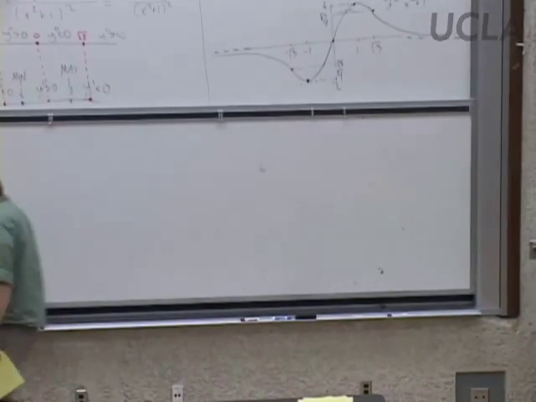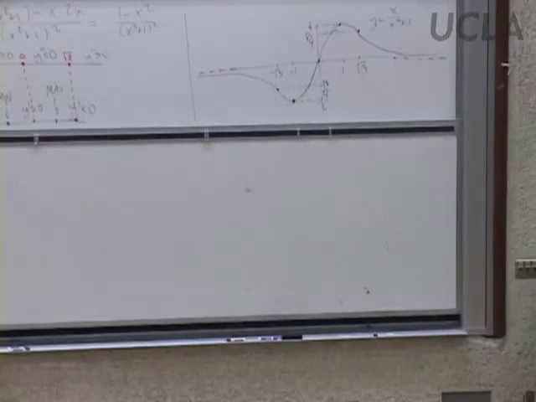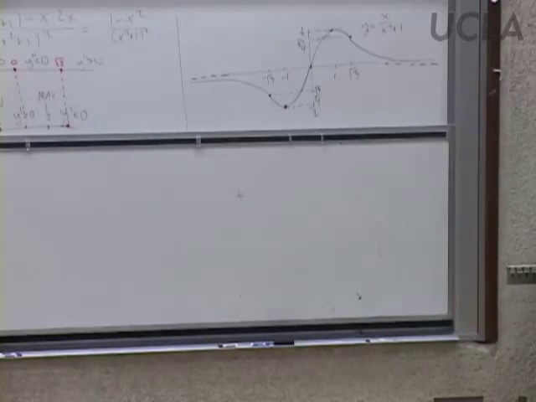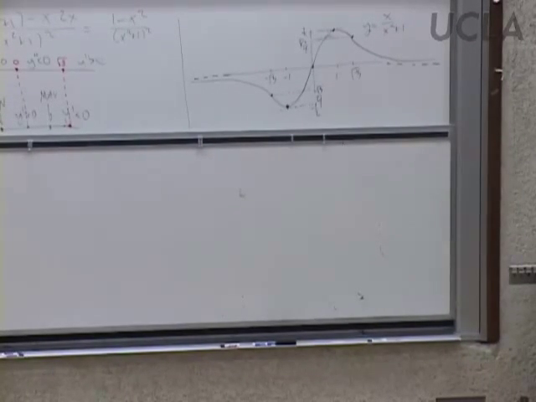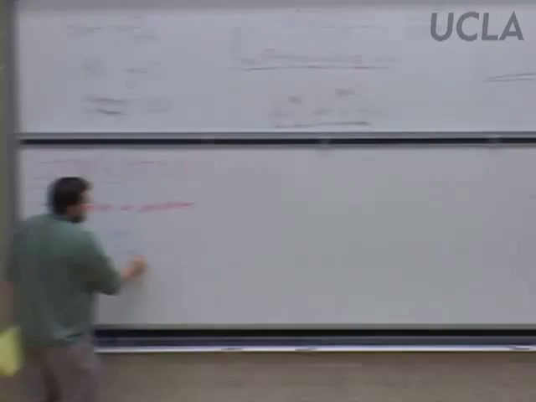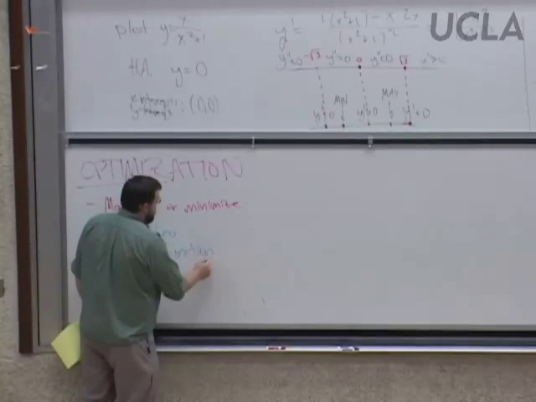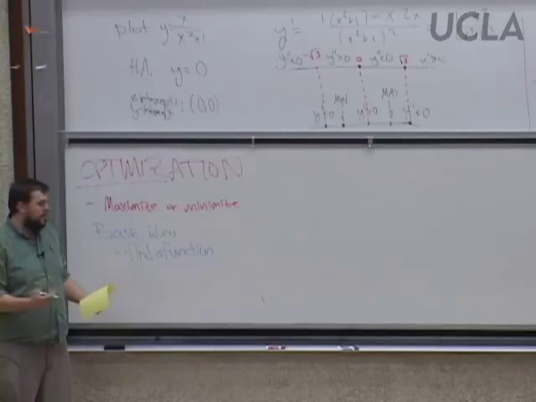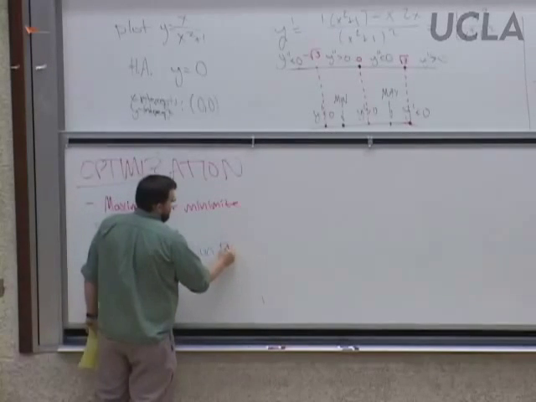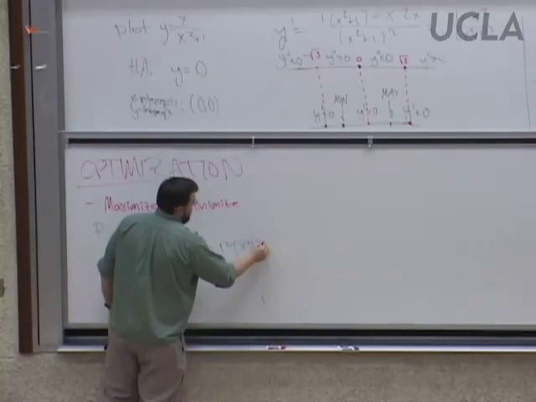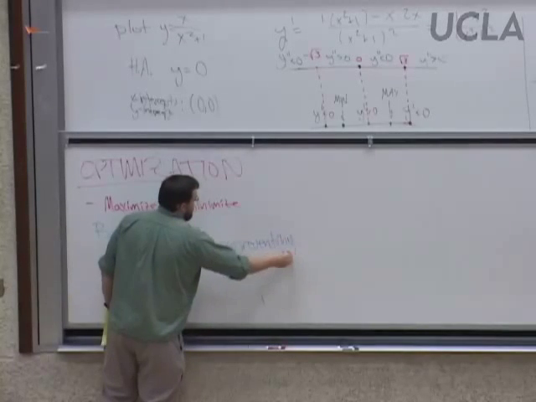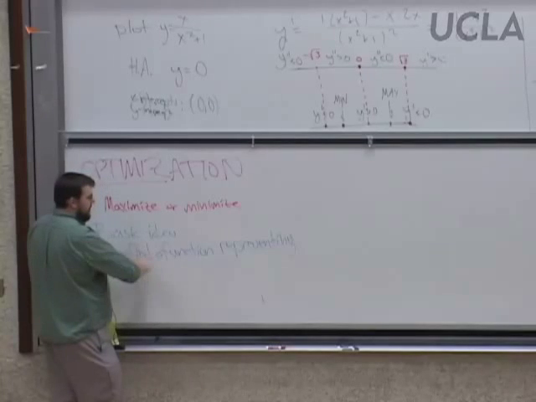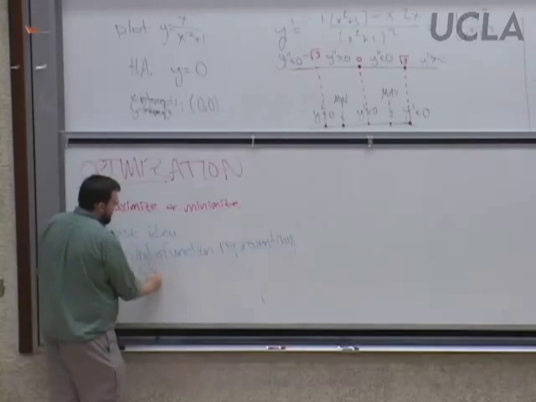Well, the basic idea is to find a function which represents our problem. In other words, we're asked to maximize or minimize something. We want to find a function which represents what we're trying to maximize or minimize. So if we're trying to maximize area, we find a function that represents the area. Find a function representing what we are trying to optimize.